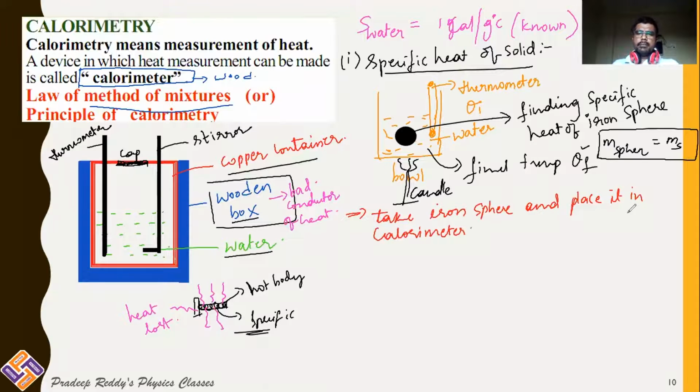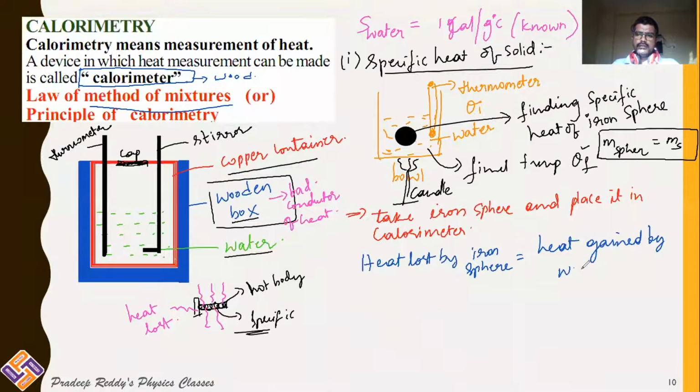When you take this iron sphere and place it in the calorimeter, the hot body is the iron sphere, and the cold body is water as well as the calorimeter. Therefore, heat lost by the iron sphere is equal to heat gained by water plus calorimeter. The calorimeter, in the sense of only the copper vessel, will be absorbing most of the heat energy. Wood will not absorb any heat energy.